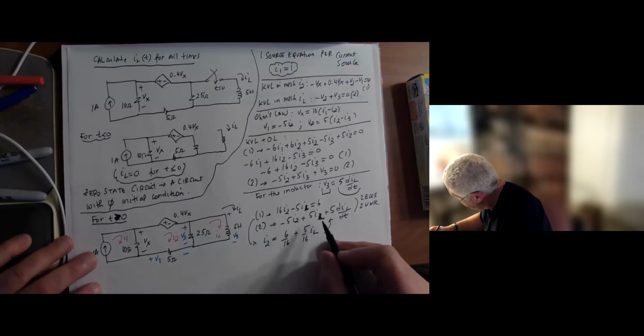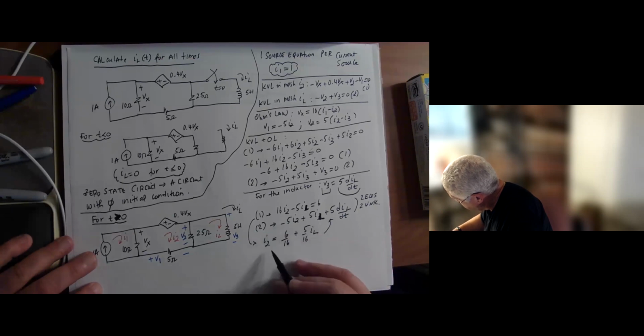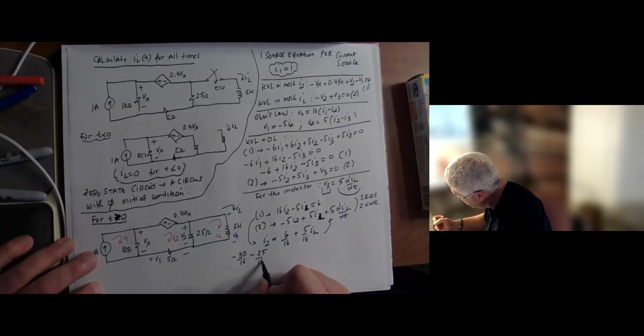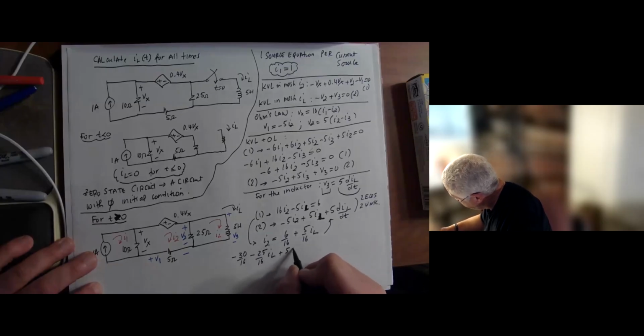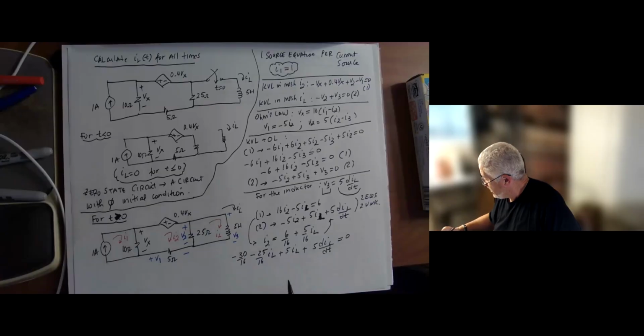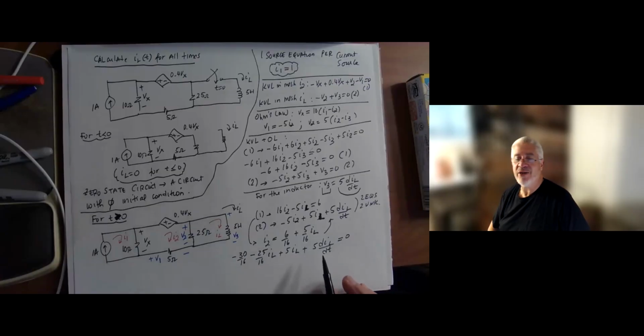So if I do that, what do I have? Minus 5 times I2, so I get minus 30/16 minus 25/16 IL. That's the minus 5 times I2, plus 5 IL plus 5 dIL/dt equals 0. You can see my differential equation coming in here. All I have to do is collect terms and then normalize so that the highest order derivative has a coefficient of 1.